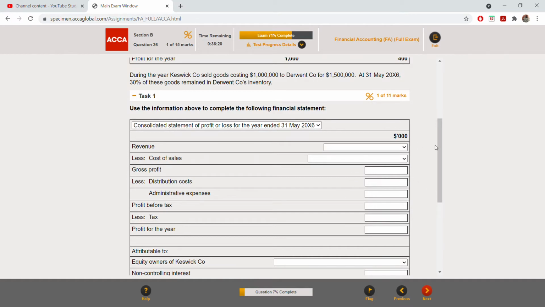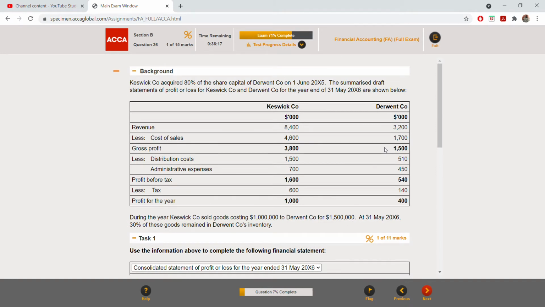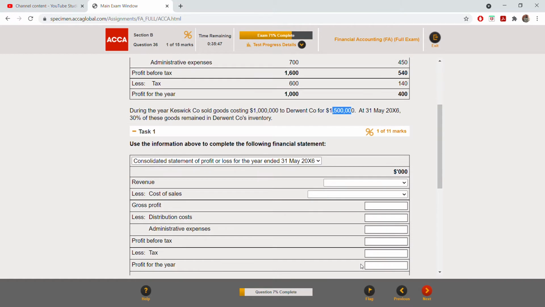before going here, we'll go here and check. Consolidated means you're adding both. All your consolidation, everything, comes in section B. So consolidated revenue is 8,400 of Caswick. This is the parent company. Plus, we are taking Devant company's sales also, minus what? 1,500. What is the 1,500? It is this 1,500. Intercompany sales, you are deducting it. So the correct answer is this. Next, less cost of sales.